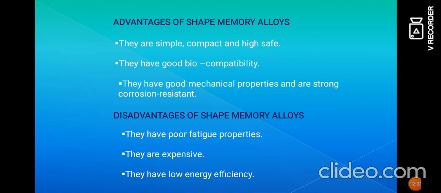Advantages of shape memory alloys. They are simple and compact, with high shape recovery. They have good biocompatibility. They have good mechanical properties and are strongly corrosion resistant. Disadvantages of shape memory alloys. They have poor fatigue properties. They are expensive. They have low energy efficiency.